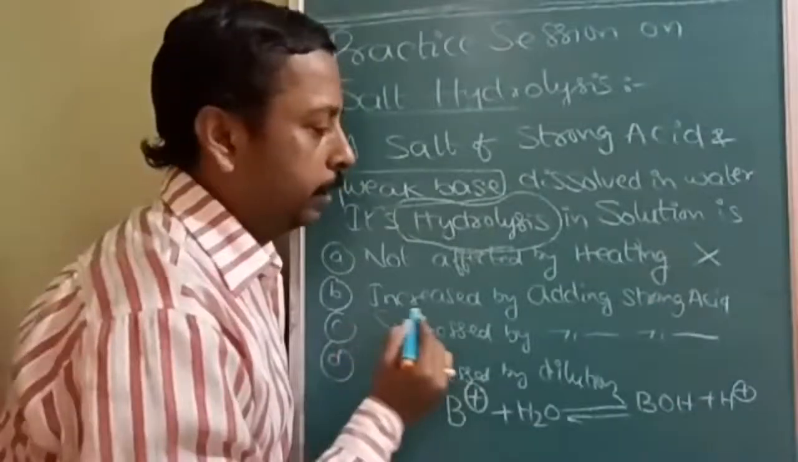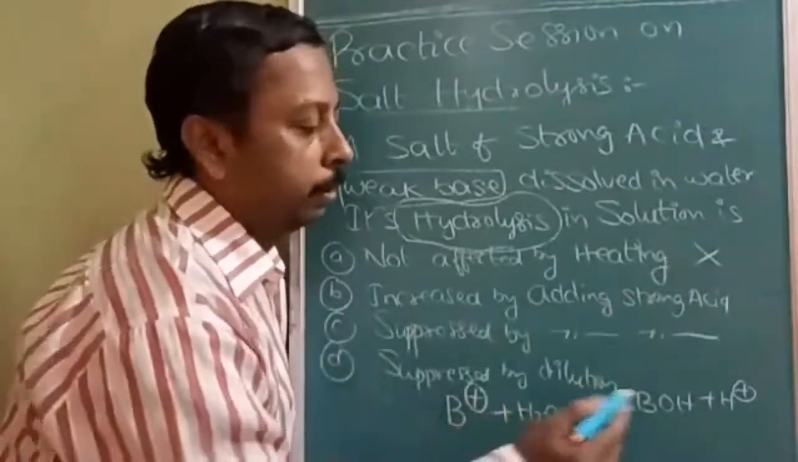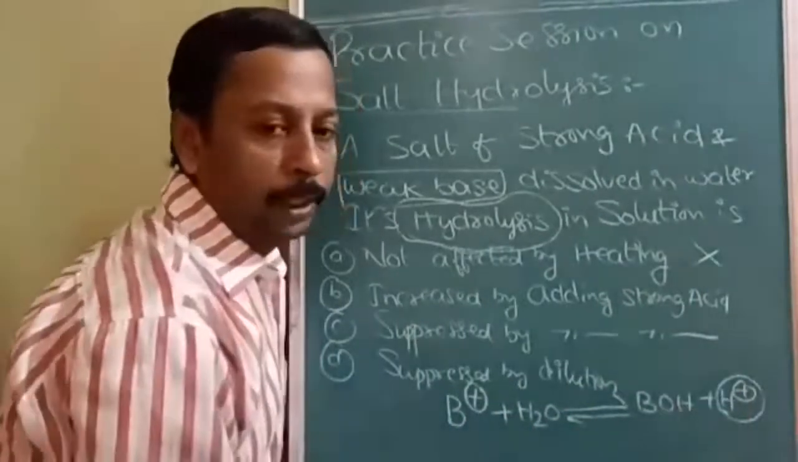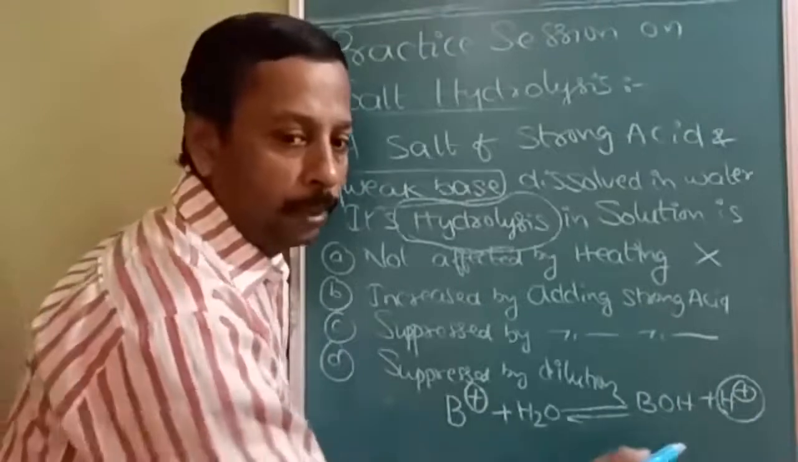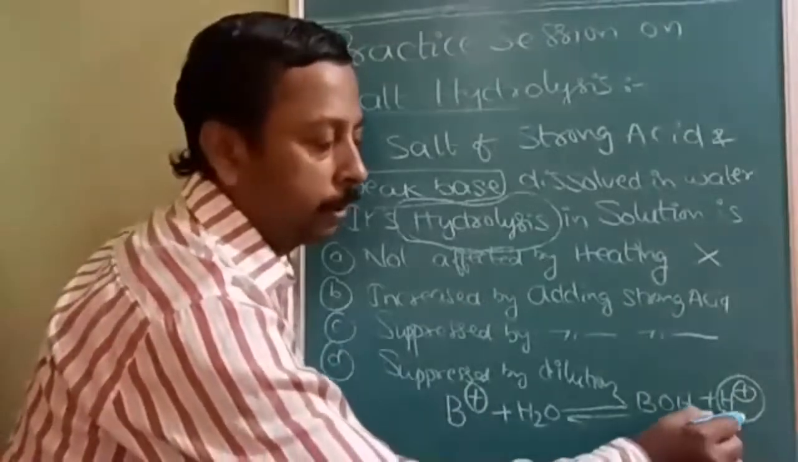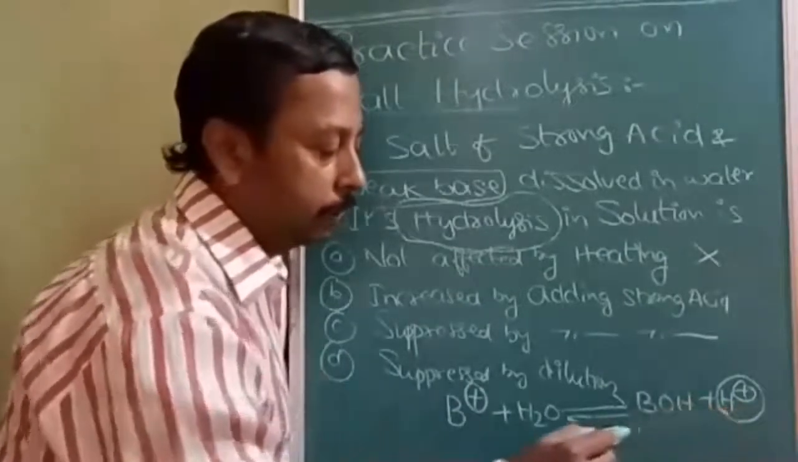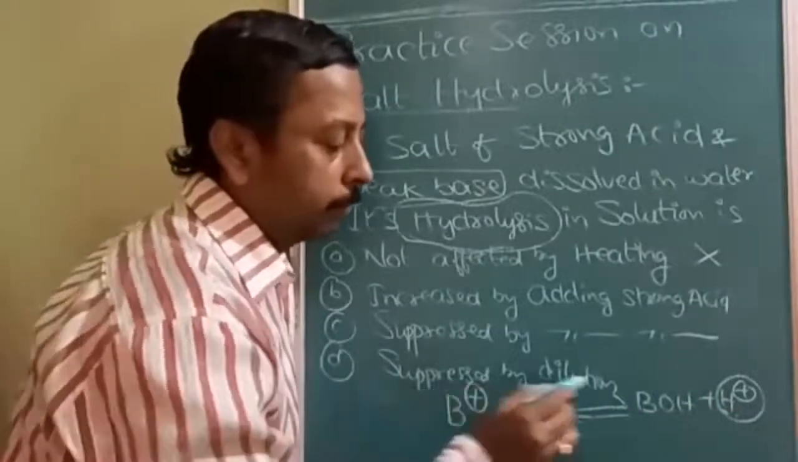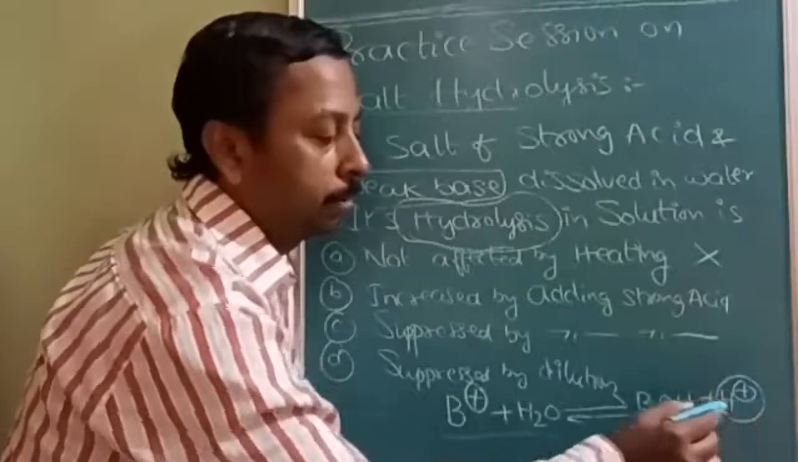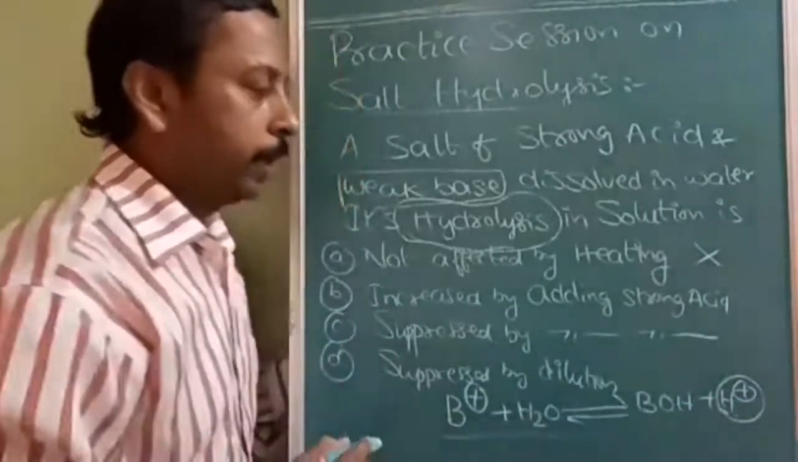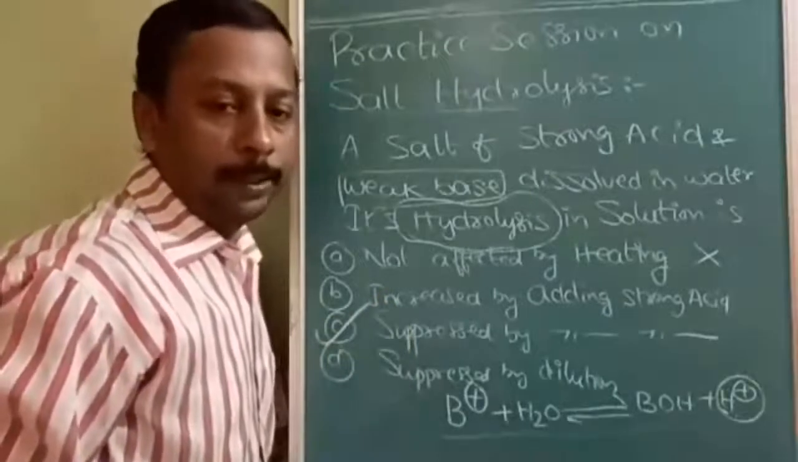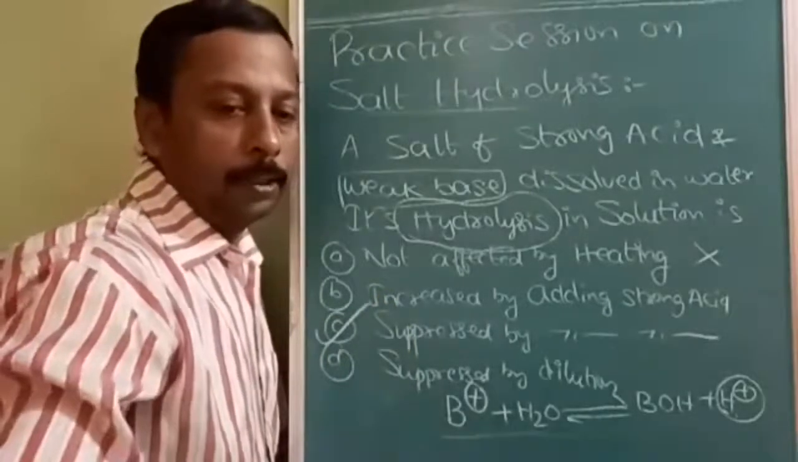Next, increased by adding strong acid. See here, if we add acid, we are adding H positive. So we can apply Le Chatelier's principle. If the concentration of product is increased, then the reaction will go in the backward direction. The forward direction is hydrolysis. This will be suppressed by adding strong acid. So what is the answer? Answer is C. Note down, answer is C.